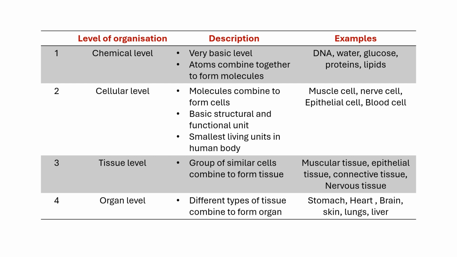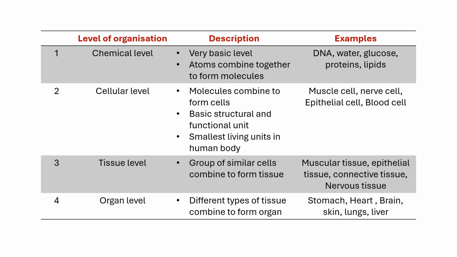Consider any one organ. We'll take the stomach. This is made up of three types of tissue: muscular tissue, epithelial tissue and nervous tissue. Muscular tissue helps to churn the food, epithelial tissue is to protect the organ, and nervous tissue is to control the movements. So all these tissues work together to digest the food. This is about the organ level of organization.